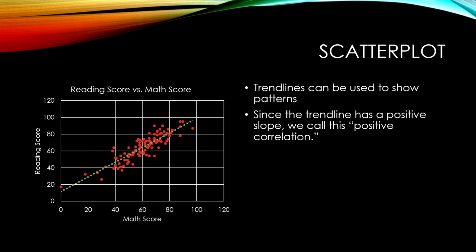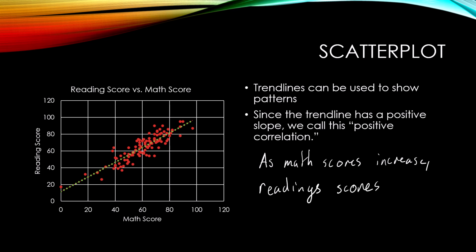Since this trend line has a positive slope, we call this positive correlation. This means as math scores increase, reading scores generally increase. Now, there are exceptions to this rule.